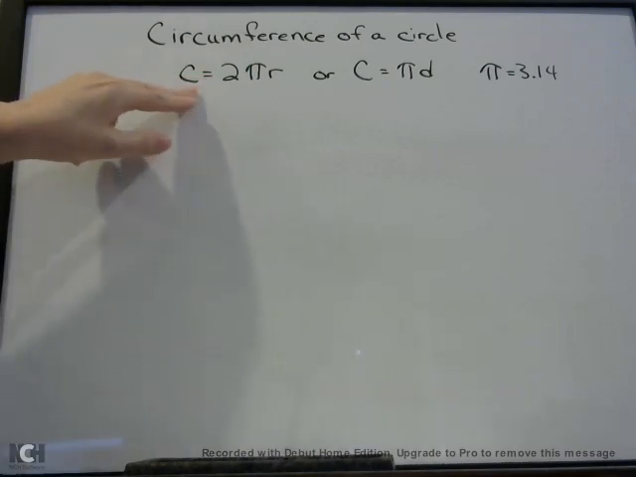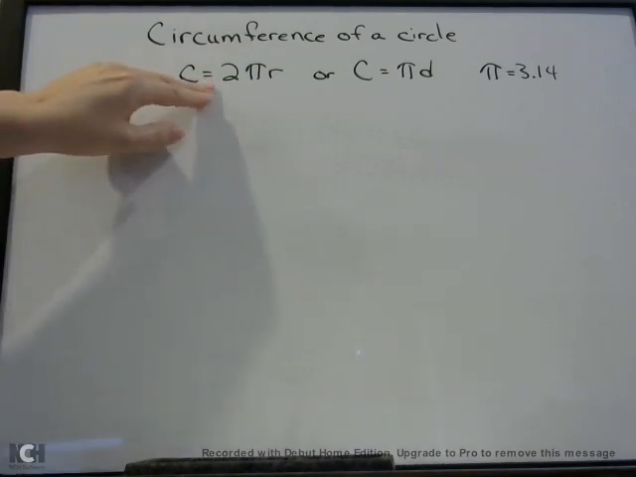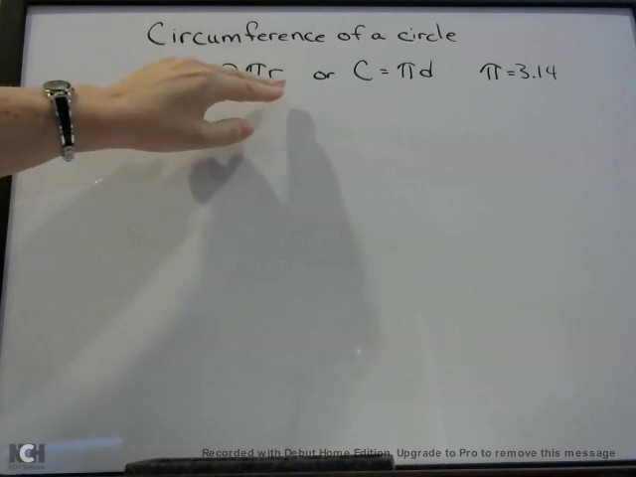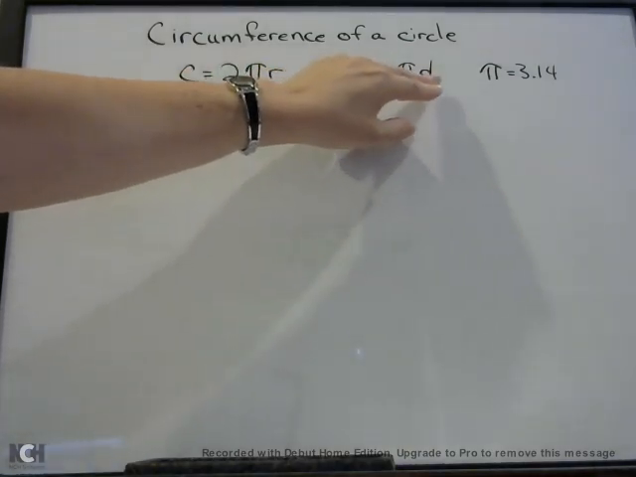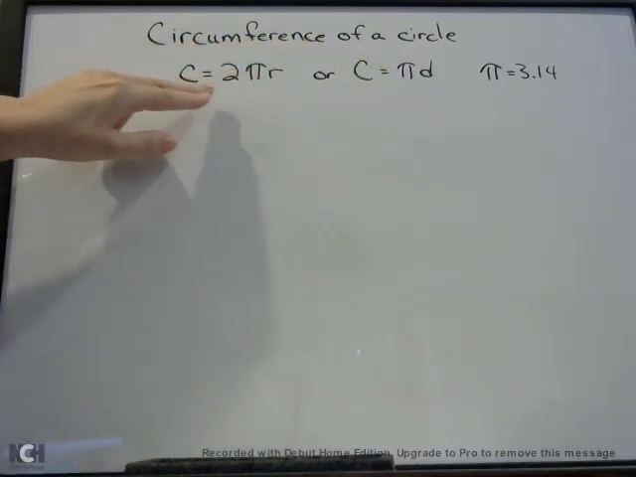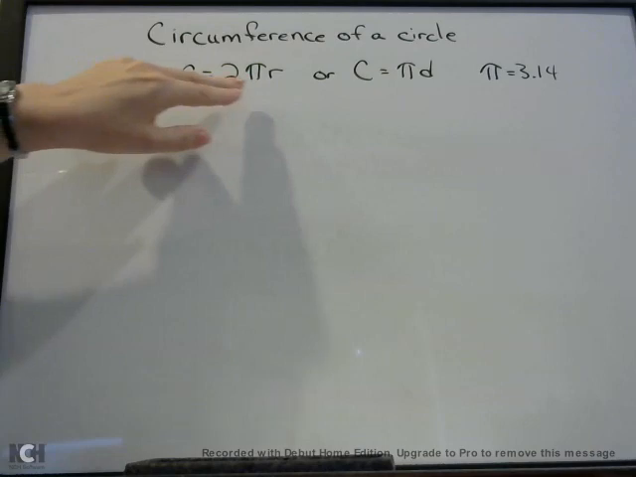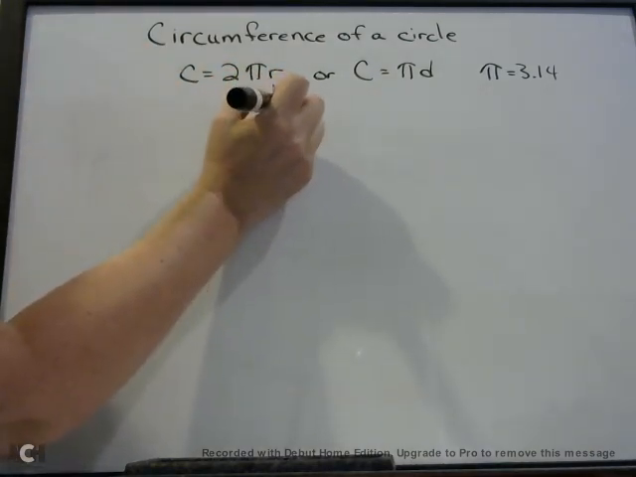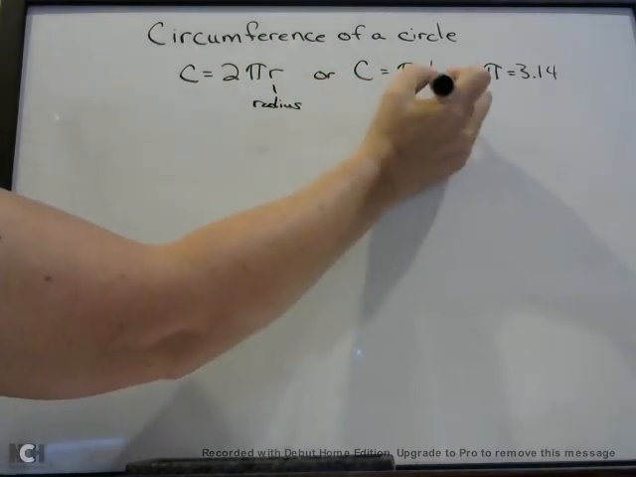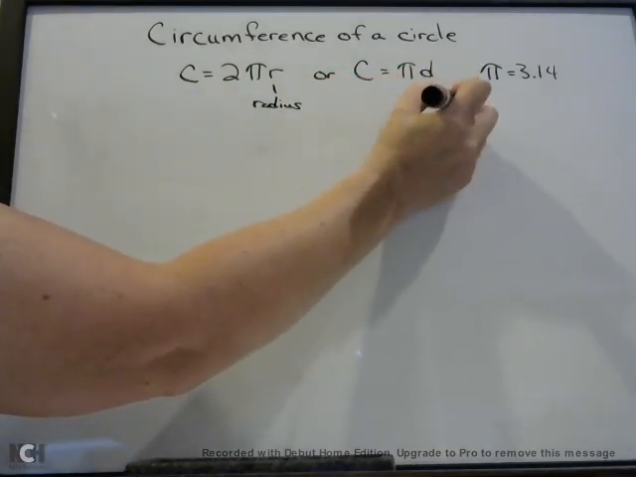When you look at your formula sheet, you'll see there's actually two formulas for circumference. One is C, circumference, equals 2 times pi times r, or C equals pi times d. Now, you need to know a couple of things. C stands for circumference, r stands for radius, the radius of the circle. In this formula, d stands for diameter.